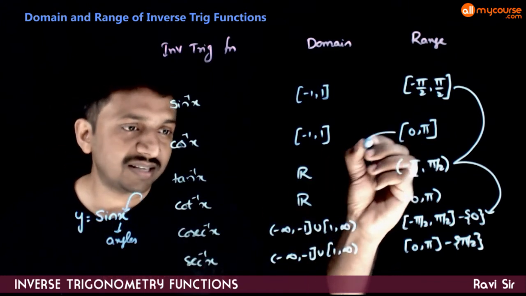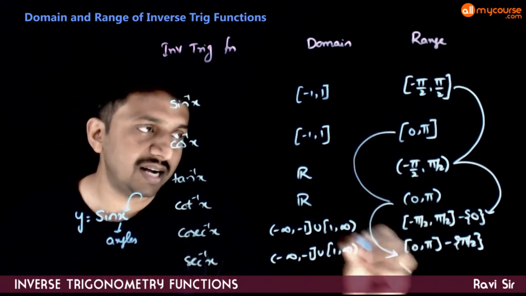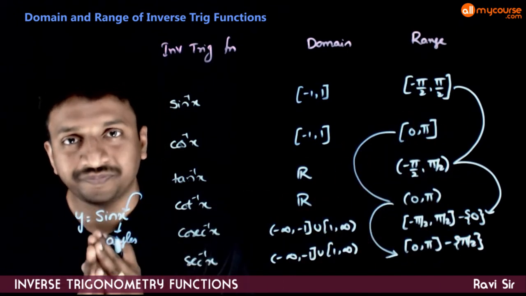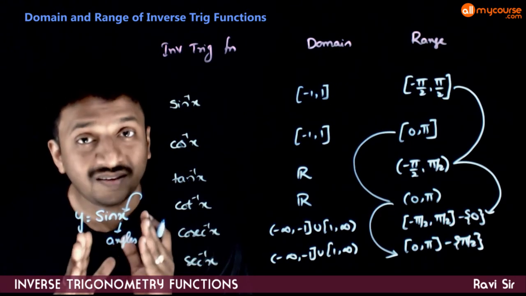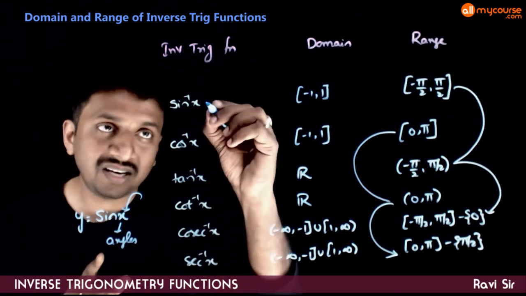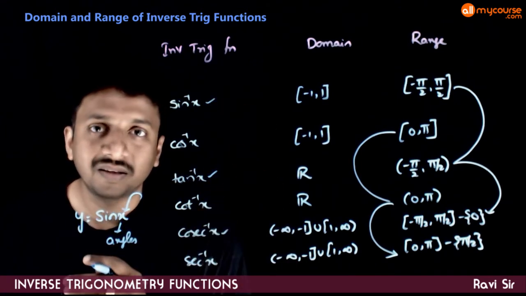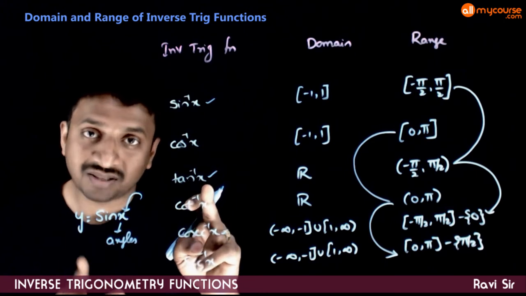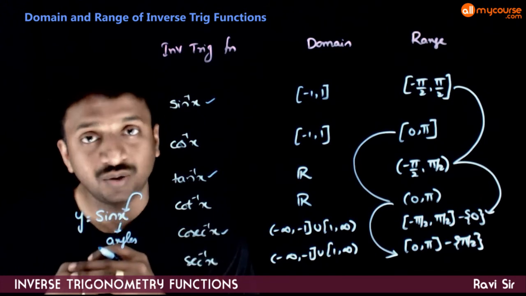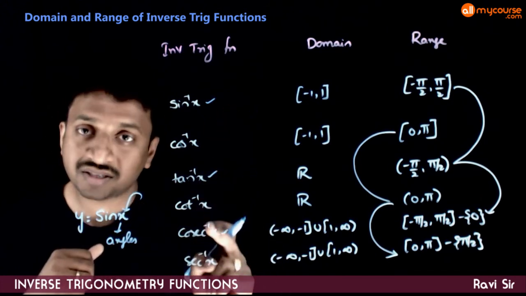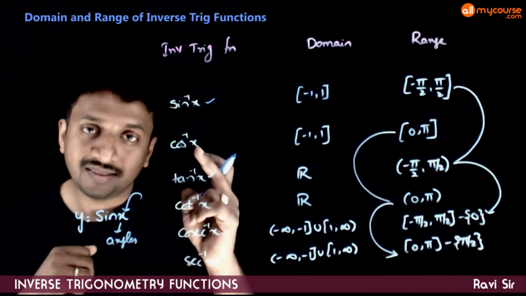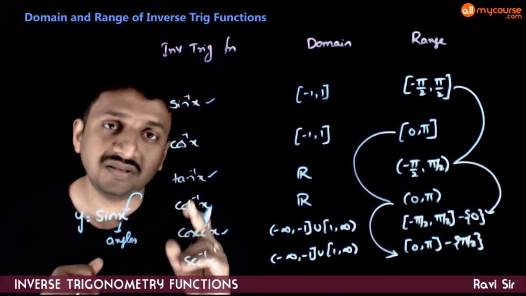Similarly, cos inverse x, cot inverse x, and secant inverse x, these 3 have ranges related to 0 to pi. I hope you can remember this. Sine inverse, tan inverse, cosecant inverse, these 3 are more related to sine, because tan is sine by cos, so sine is more prominent in tan. Cosecant is 1 by sine, so it is related to sine. So sine inverse, tan inverse, and cosecant inverse have ranges related to minus pi by 2 to pi by 2. The remaining 3 have ranges related to 0 to pi.